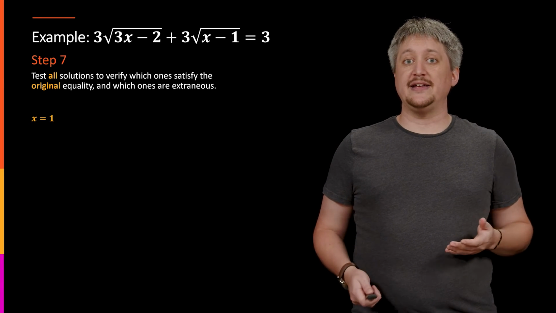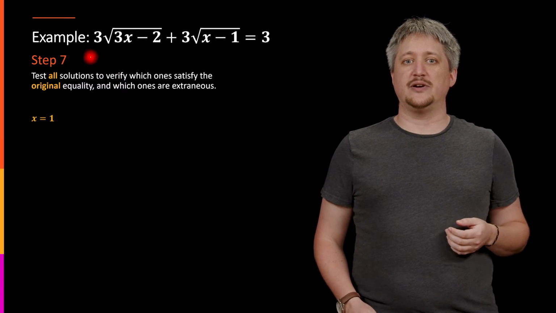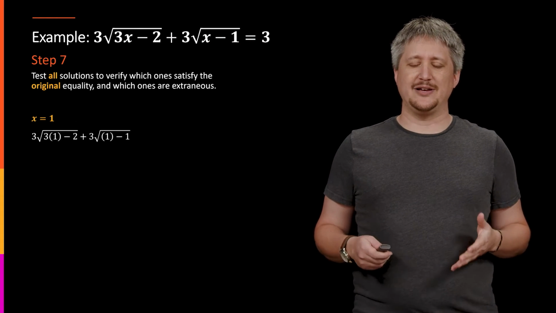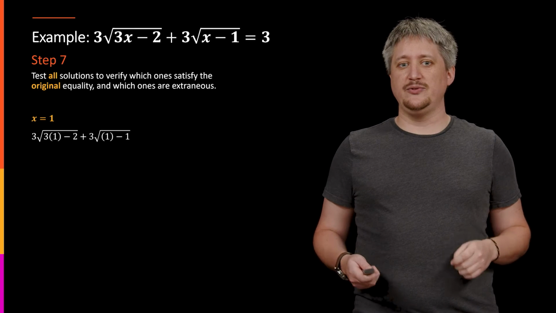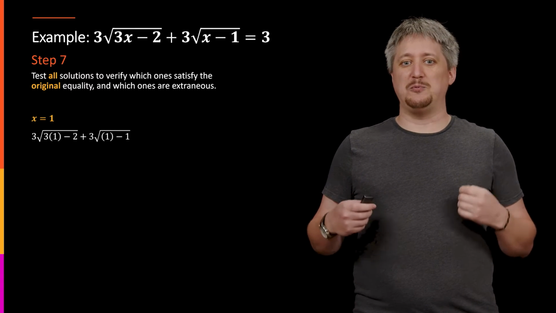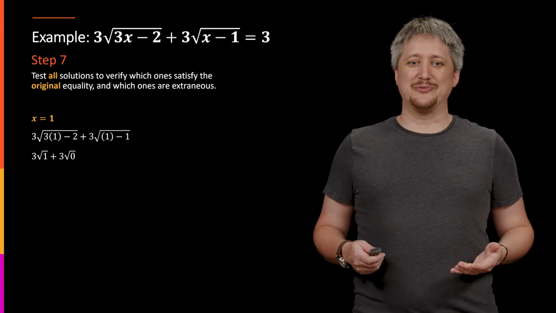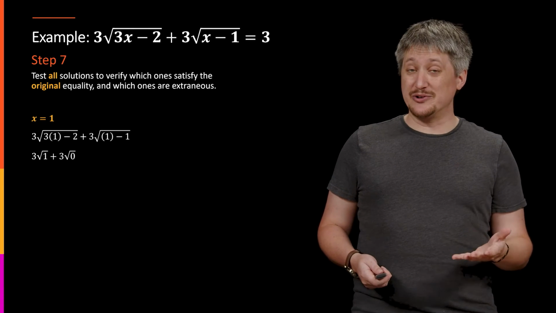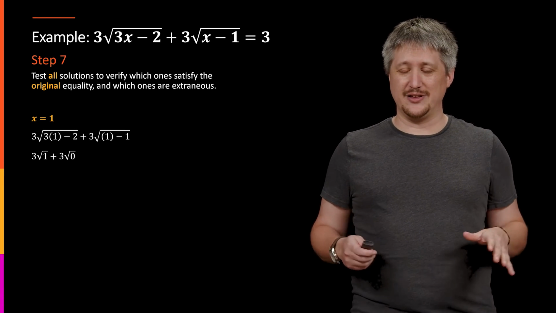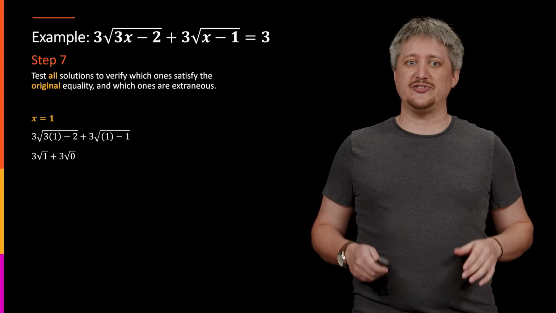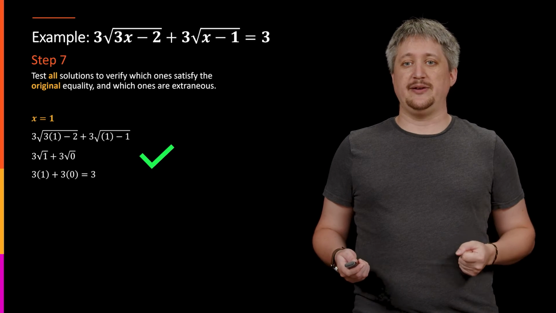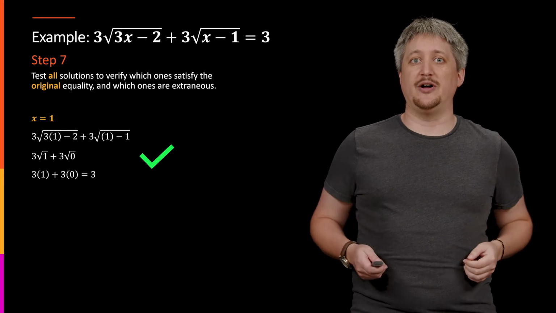So if we plug that in as x in our original equality up here, we get 3 times the square root of 3 times 1 minus 2 plus 3 times square root of 1 minus 1. That's the 3 times the square root of 1 plus 3 times square root of 0. Square root of 0 is just 0, right? That's perfectly fine to square root. It's just 0. So that gets me 3 times 1 plus 3 times 0, which is 3. Great, right? That's what we wanted.